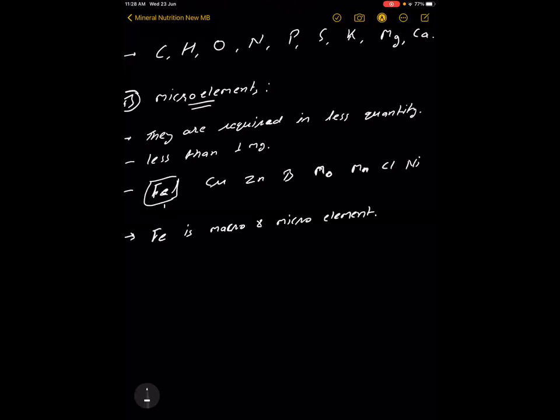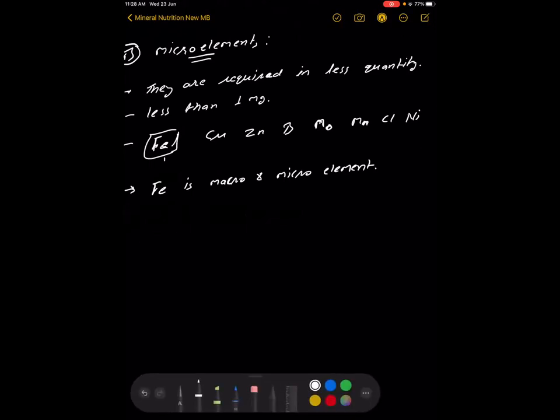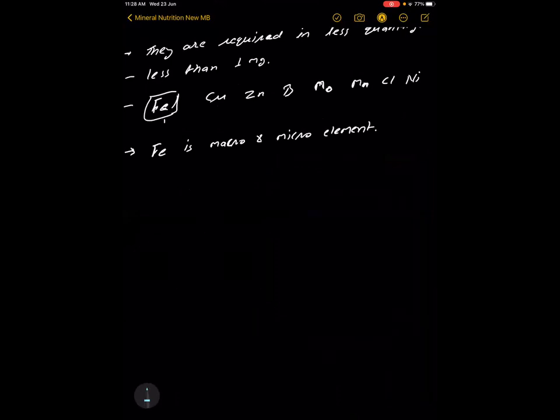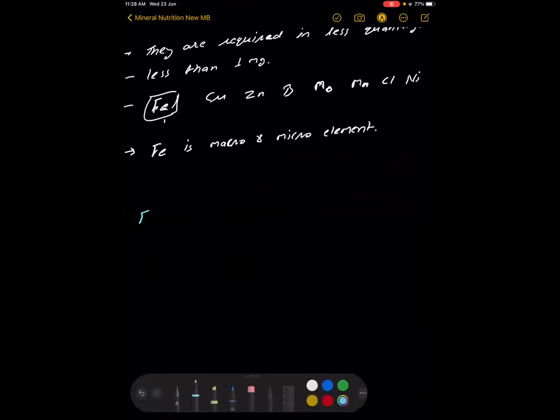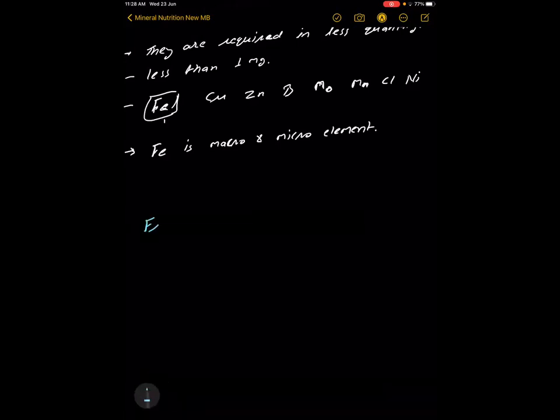Next, some general terms for the minerals. Mineral elements have general terms like framework element, balancing element or poisonous element, protoplasmic, catalytic. So some terms we use here. First of all, framework element.